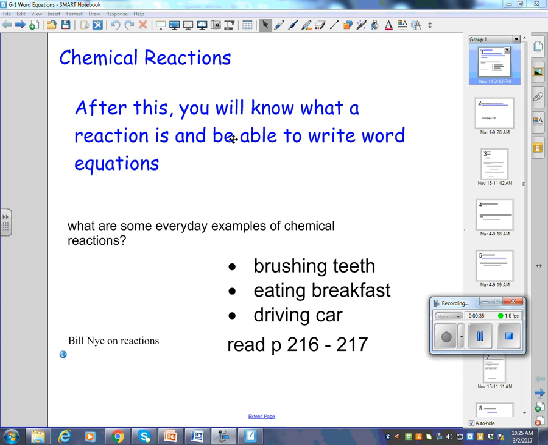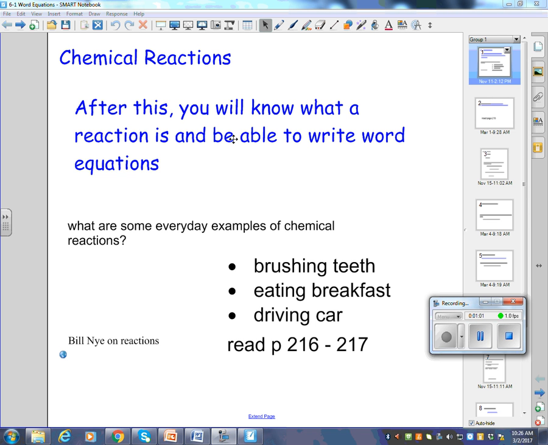So what are some everyday examples of chemical reactions? Well, here's a few. Brushing your teeth is a chemical reaction. Why is that? Because there are chemicals in the toothpaste. They could be a teeth whitener, or fluoride that reacts with your teeth to help your enamel. So yes, brushing your teeth is a chemical reaction.